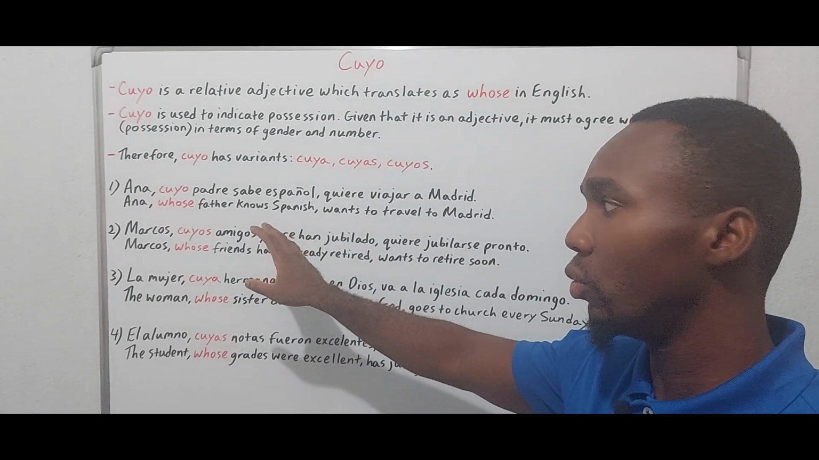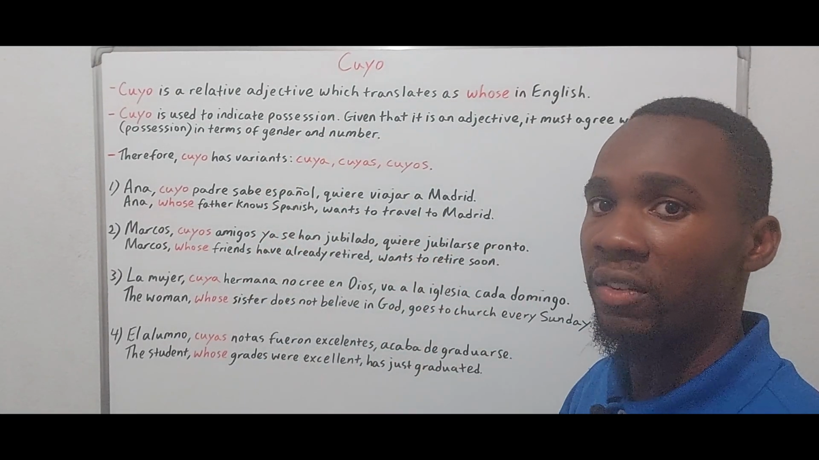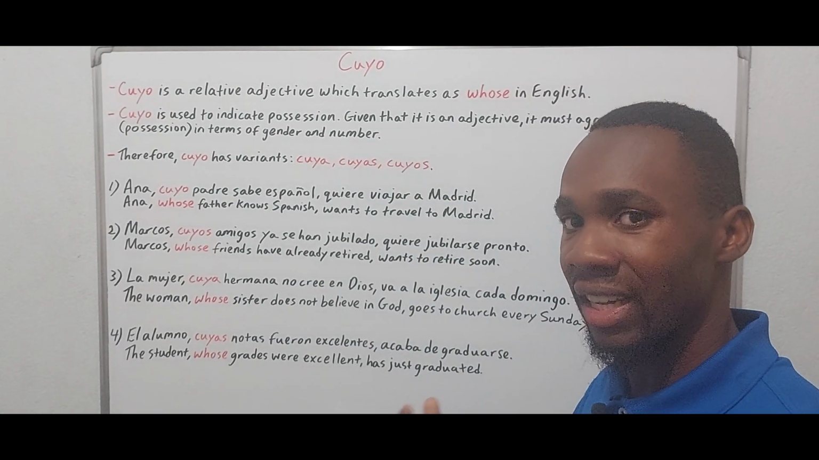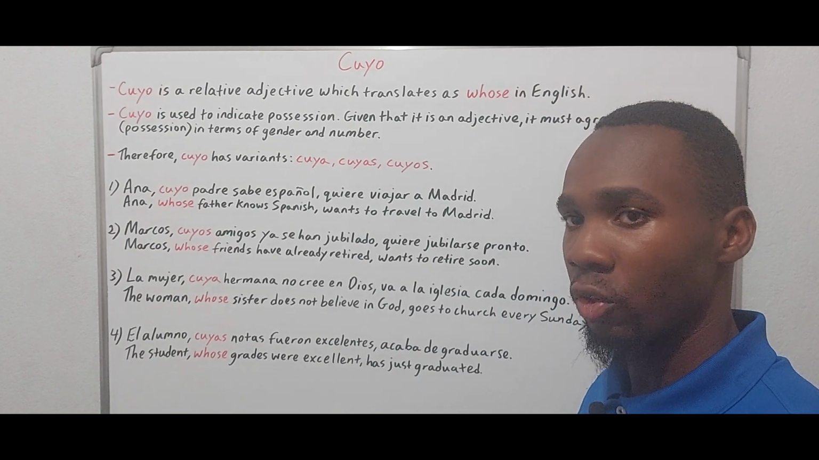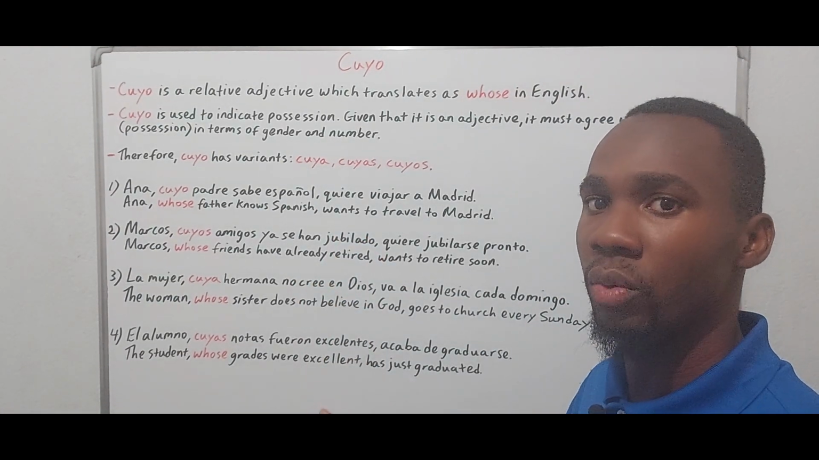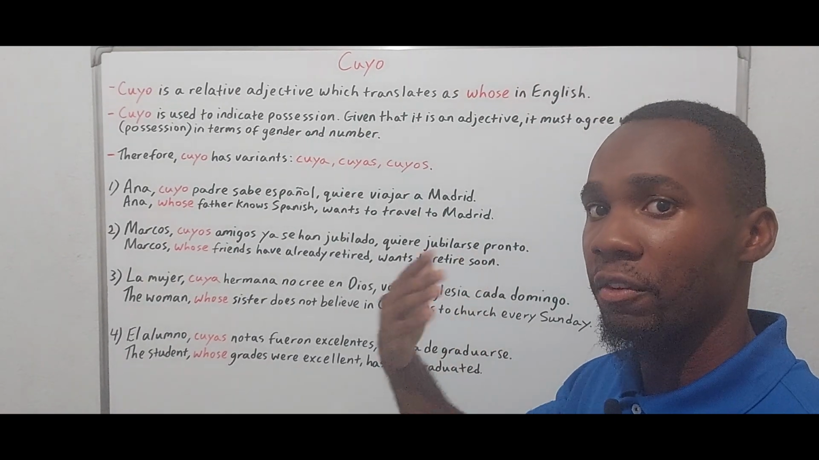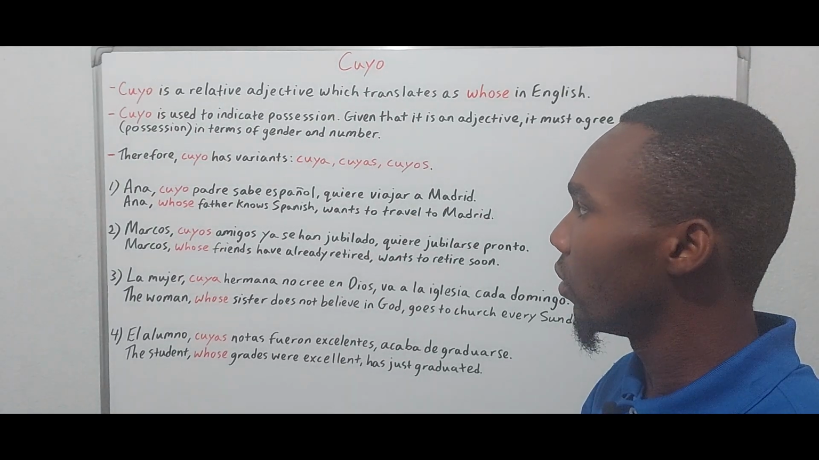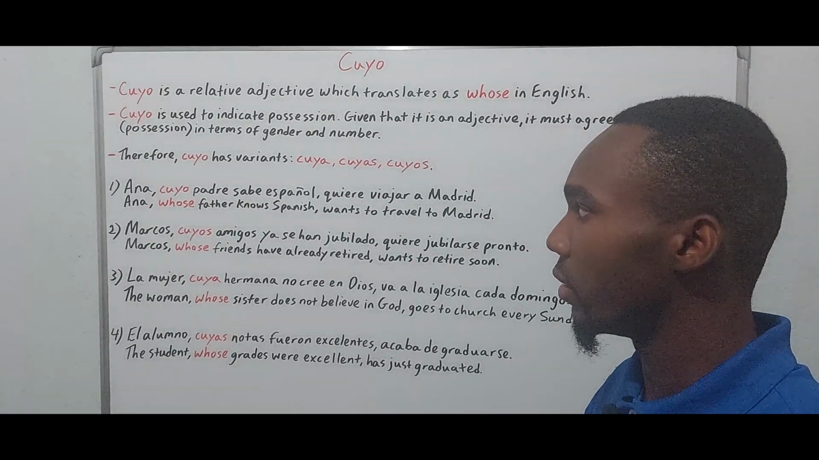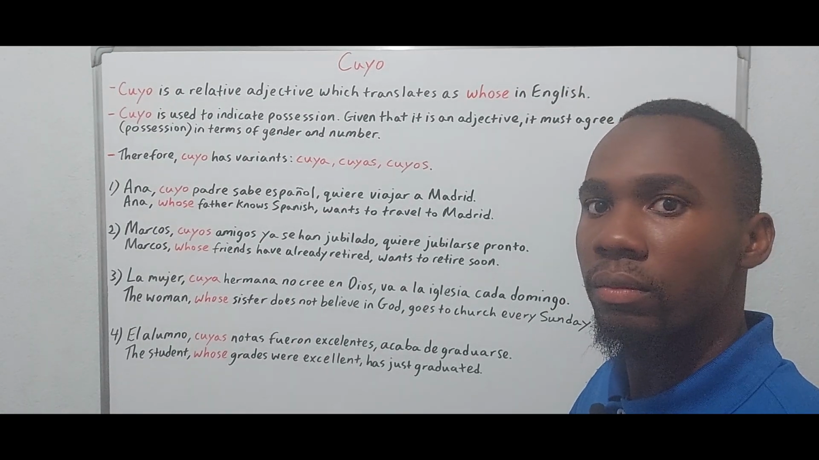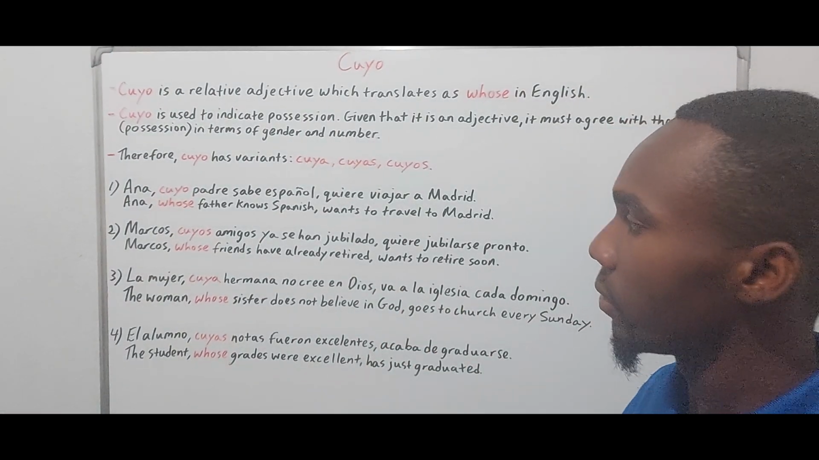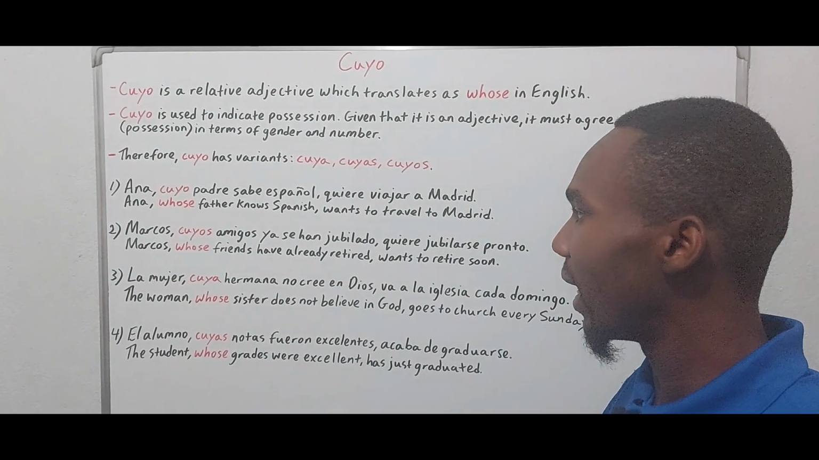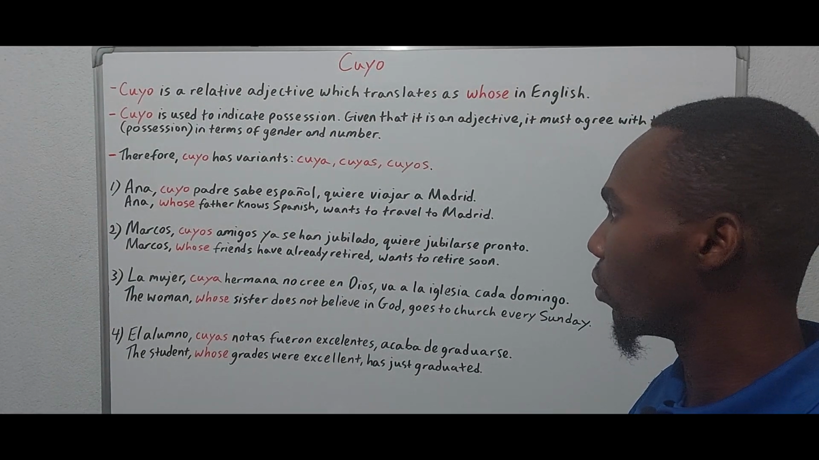Cuyo has nothing to do with what was mentioned previously. Always remember that. Cuyo agrees with the possession, not the possessor. So whatever comes before has nothing to do with cuyo. It agrees with whatever follows it, right? Ana, cuyo padre sabe español, quiere viajar a Madrid. Muy bien. 2. Marcos, cuyos amigos ya se han jubilado, quiere jubilarse pronto.